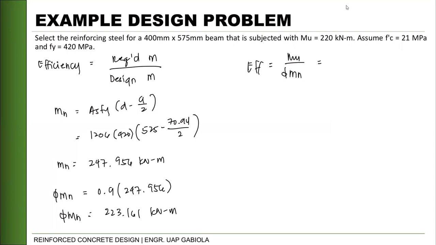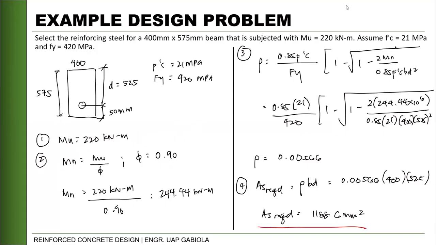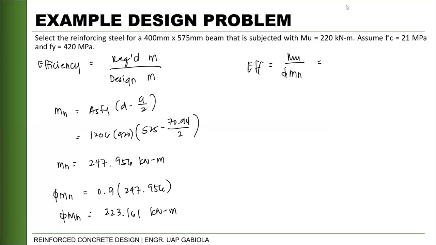So that is yung Mu natin from the first step is 220. Okay? So use 220 kilonewton meter divided by our 223.161 kilonewton meter times 100. So that is 220 by 223.161 times 100. So that is 98.58%. Okay, yung efficiency natin.